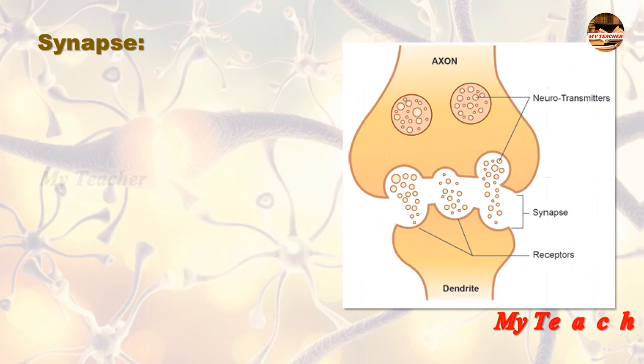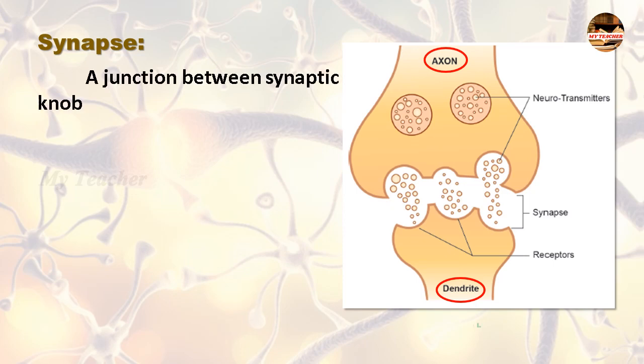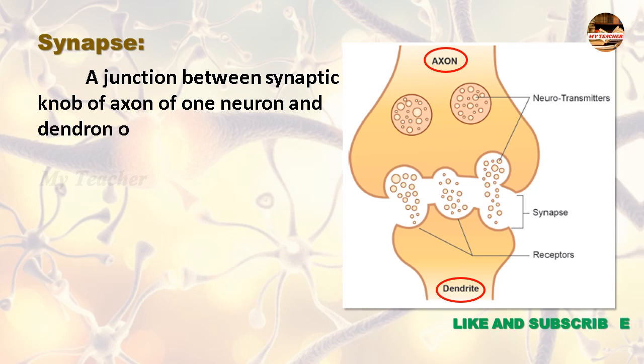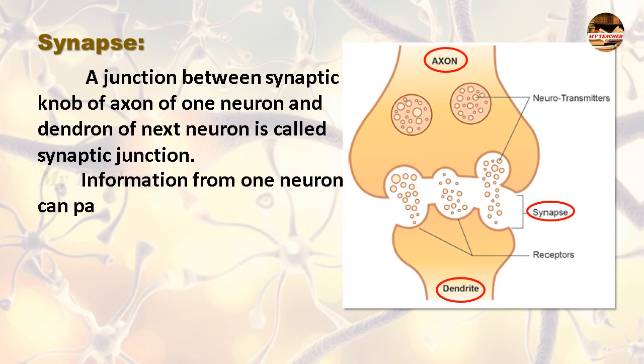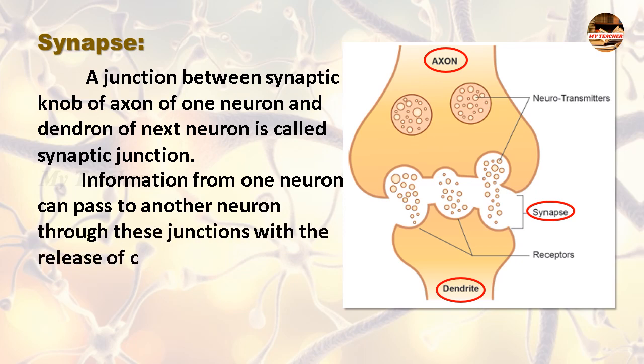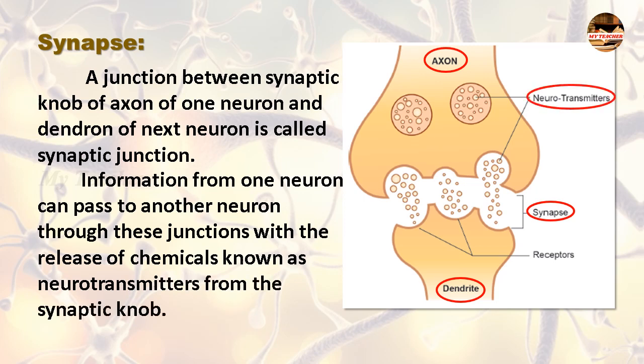See the picture of synapse. It is a junction between one axon and a dendrite. A junction between synaptic knob of axon of one neuron and dendron of next neuron is called synaptic junction. Information from one neuron can pass to another neuron through these junctions with the release of chemicals known as neurotransmitters from the synaptic knob.